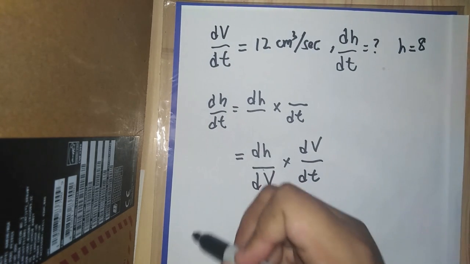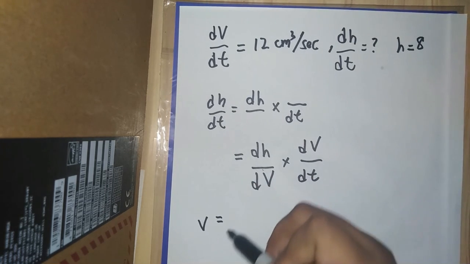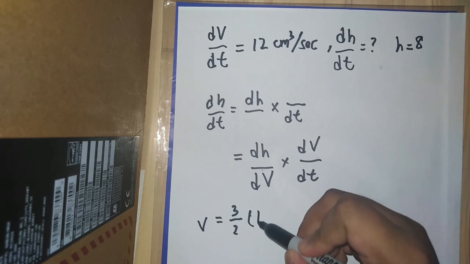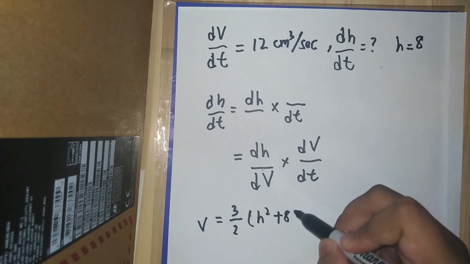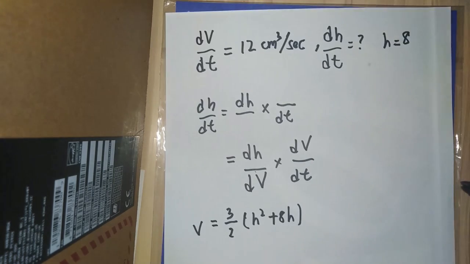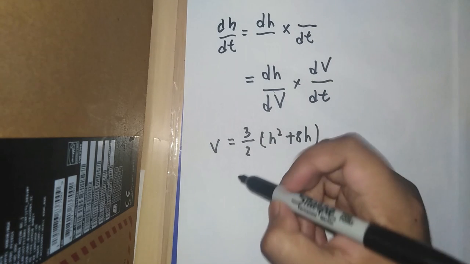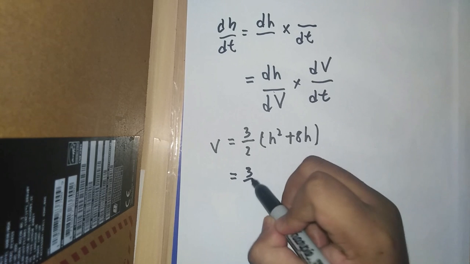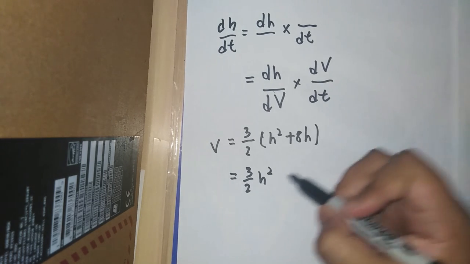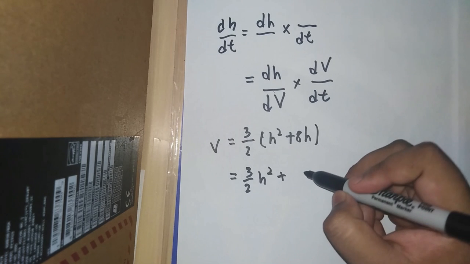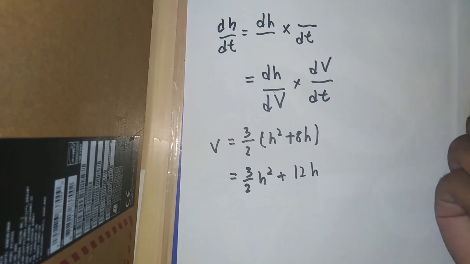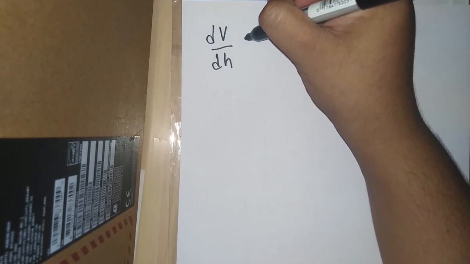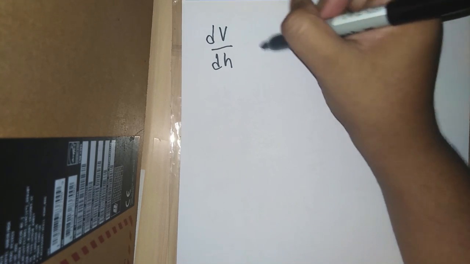And then we have V equals 3 over 2 in brackets h squared plus 8h. We can expand this equation. We will get 3 over 2 h squared plus 12h. To find dV over dh, we have to differentiate the V.